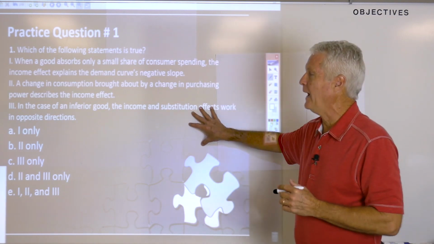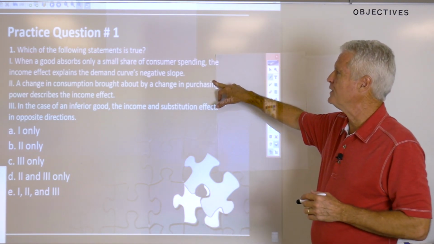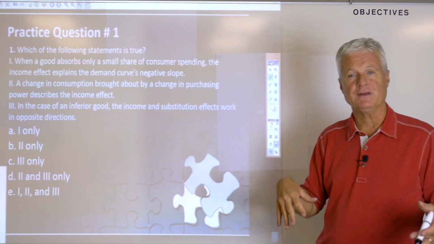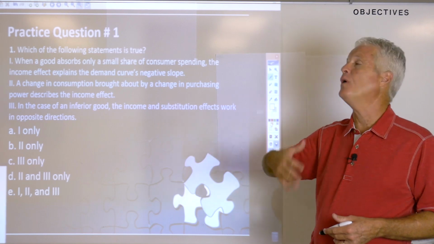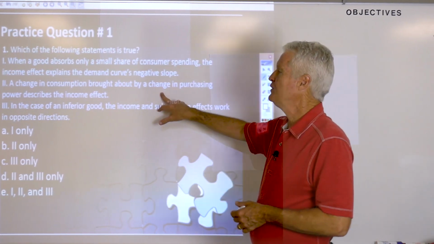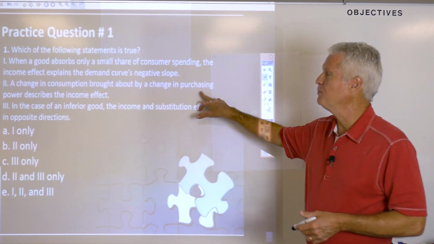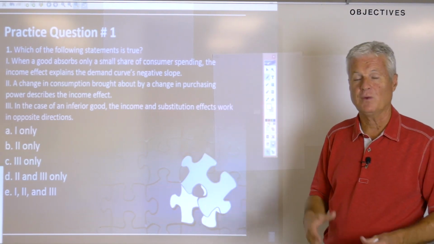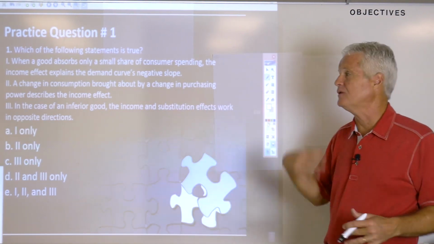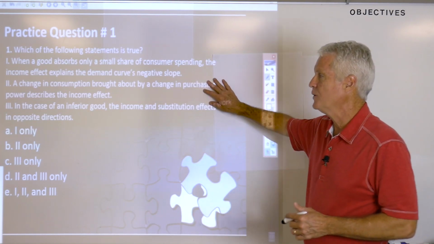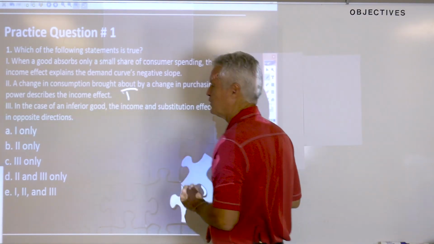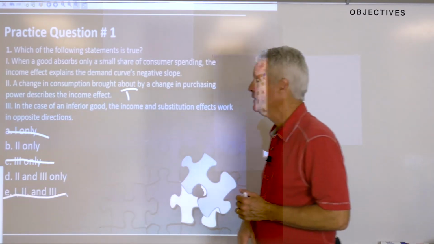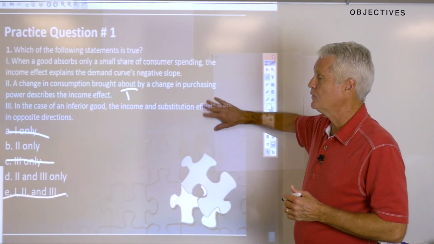Okay, so you're back. A good absorbs only a small share of your consumer spending. Income effect explains. No, it doesn't. The income effect is for expensive items. A change in consumption brought about by a change in purchasing power describes the income effect. Yes, right? It affects my ability to purchase. If everything was more expensive, I would purchase yet more. So that's true. So we just eliminated that, and that. So it's either 2 or 2 and 3.